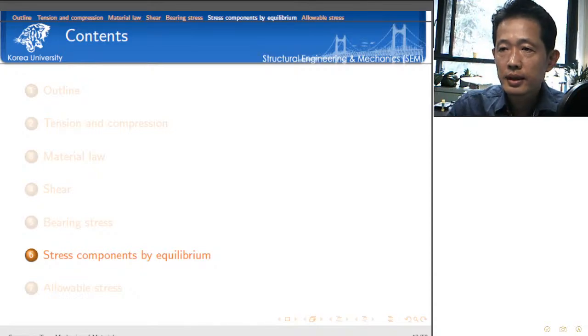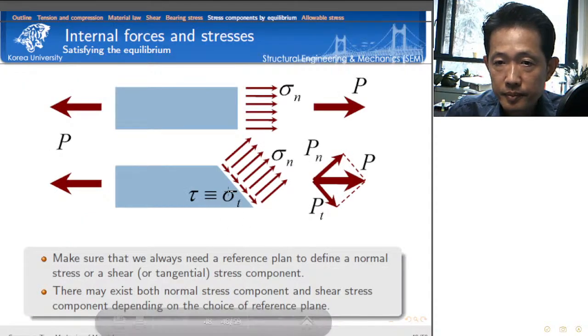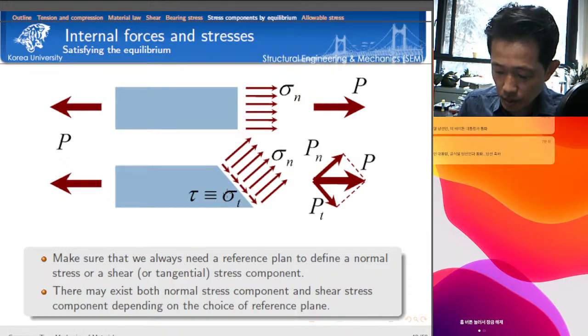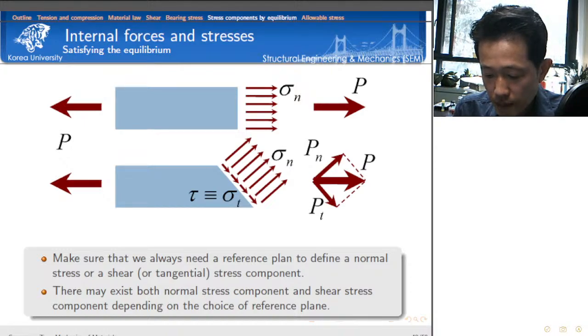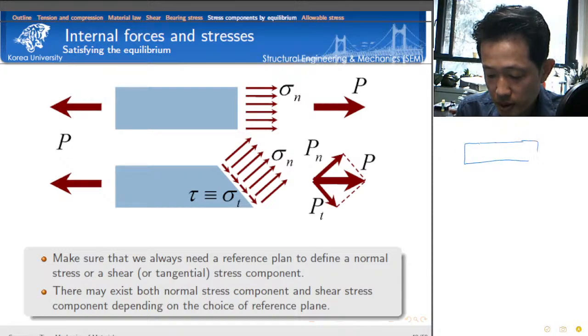Okay, so let's talk about the next subject. The next subject is stress component by equilibrium. Alright, let's imagine a one-dimensional member. We already discussed the one-dimensional member last time when we discussed the tensile stress part, right? To refresh your memory, I'd like to draw a member. Let's consider a one-dimensional member, and this member is subjected to forces.